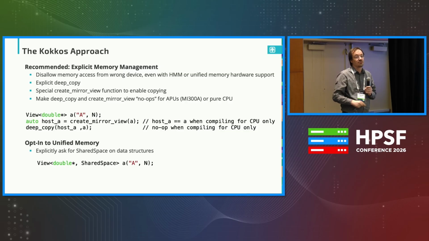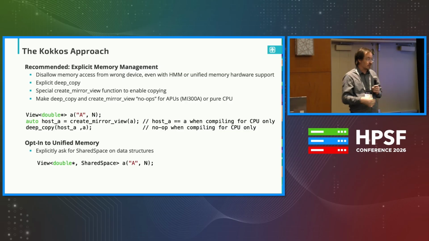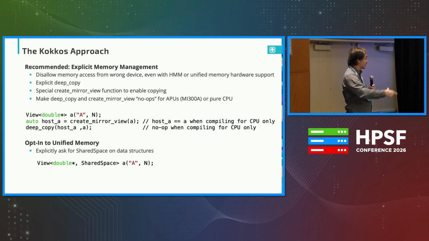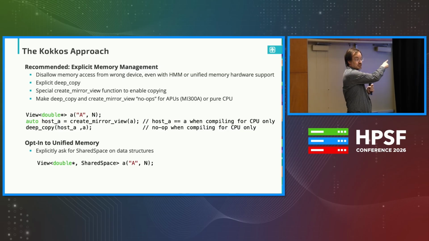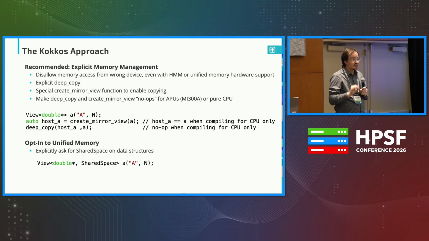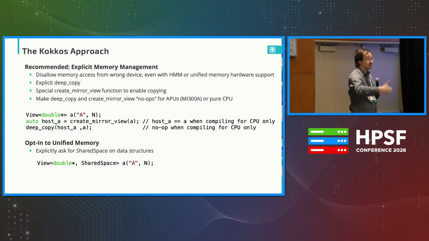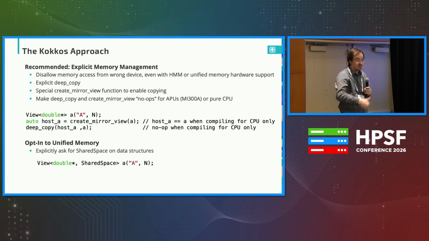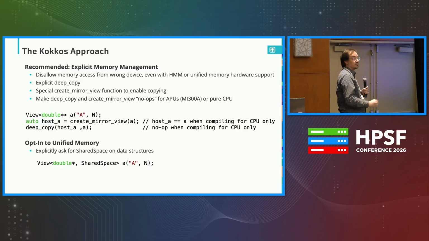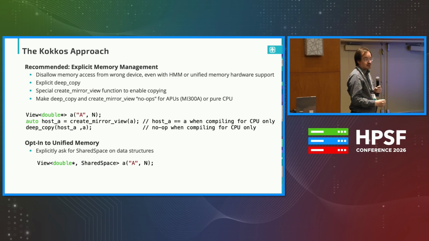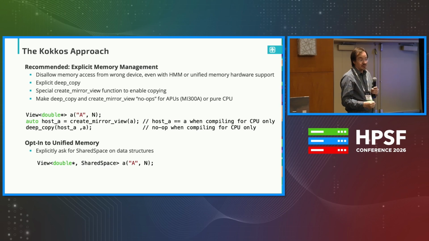The same is true for MI300A, right? If you compile your Kokkos code for MI300A, and you do that, there's only one allocation. Host A and A are the same thing. That means your deep copies and whatnot become no-ops. Yes, you expressed it explicitly, and it will do the right thing on Grace Hopper and on your PCI Express-based systems, but it will also do the right thing on the CPU and the MI300A.